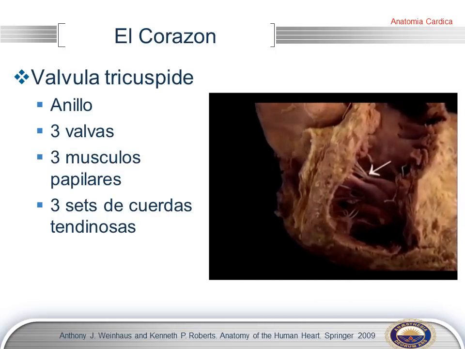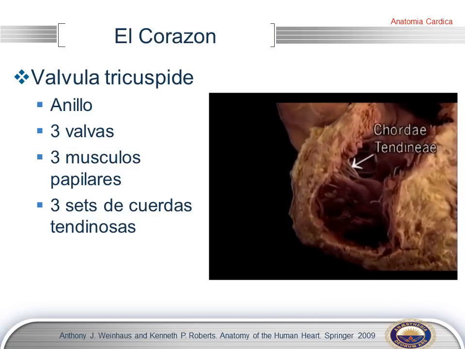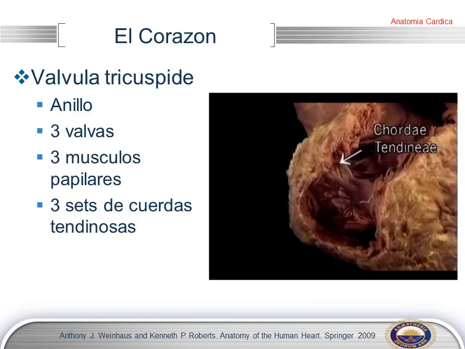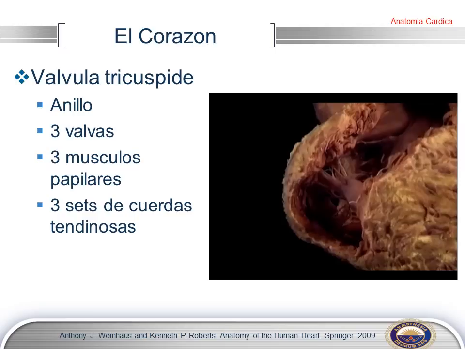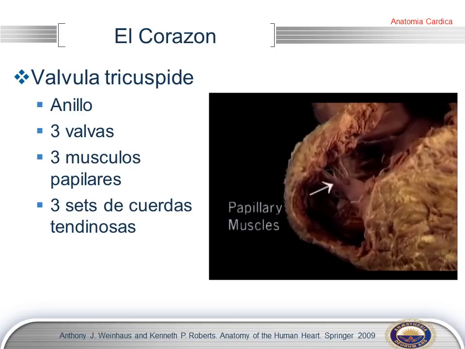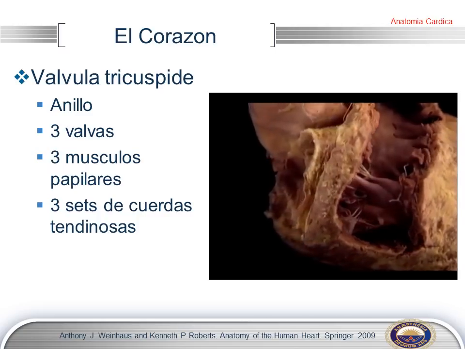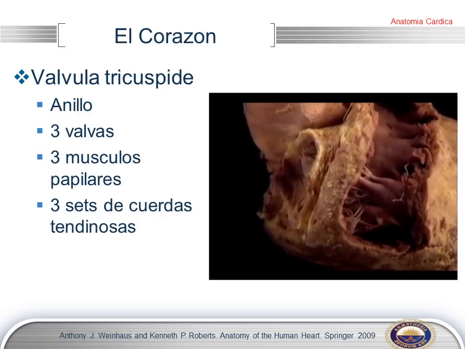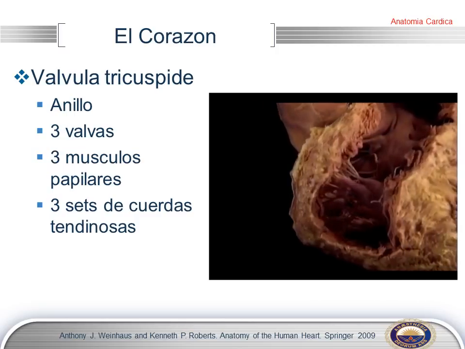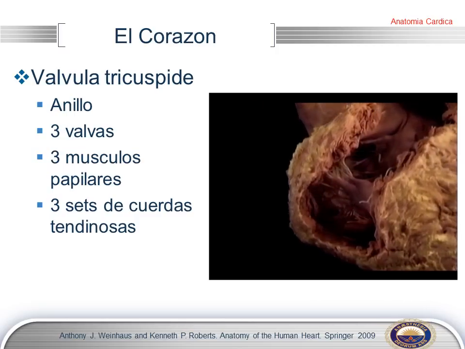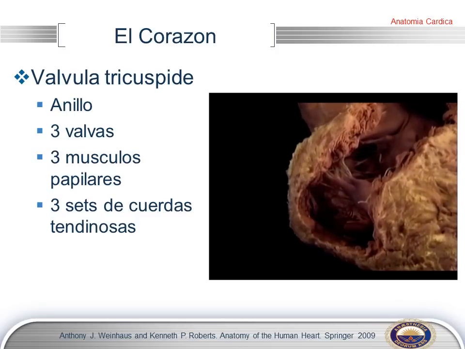These strands of tendon-like material attached near the edges of the valve cusps are the chordae tendineae. They arise from papillary muscles, which project from the wall of the ventricle. The papillary muscles and chordae tendineae prevent the cusps of the valve from prolapsing back into the atrium during systole.